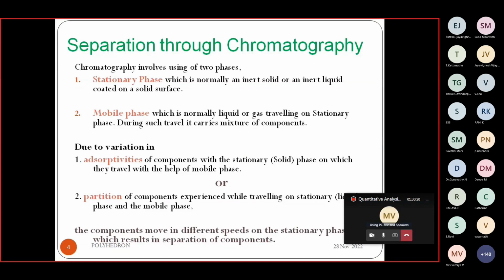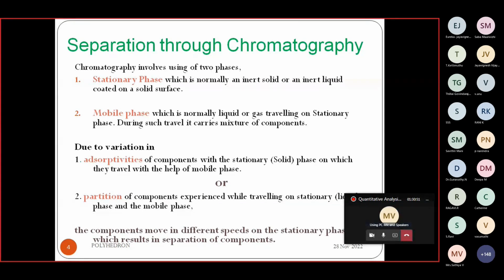So what is the configuration of a chromatography? We talk about chromatography everywhere. What is chromatography and what does it contain? How does it work? If you ask this question, I'll say the chromatography system has two important components. One is the stationary phase and another is the mobile phase. Stationary phase is normally a solid or liquid, and the mobile phase is normally liquid or gas.